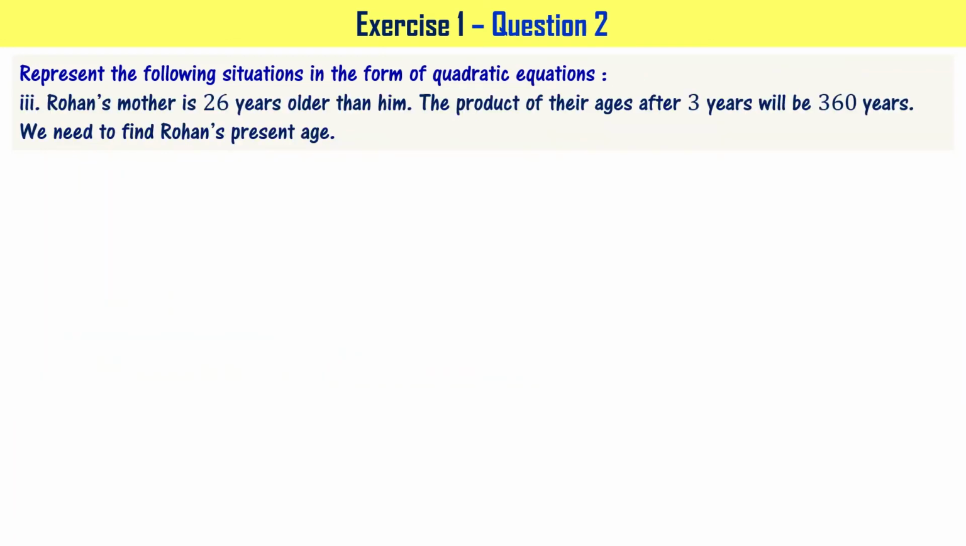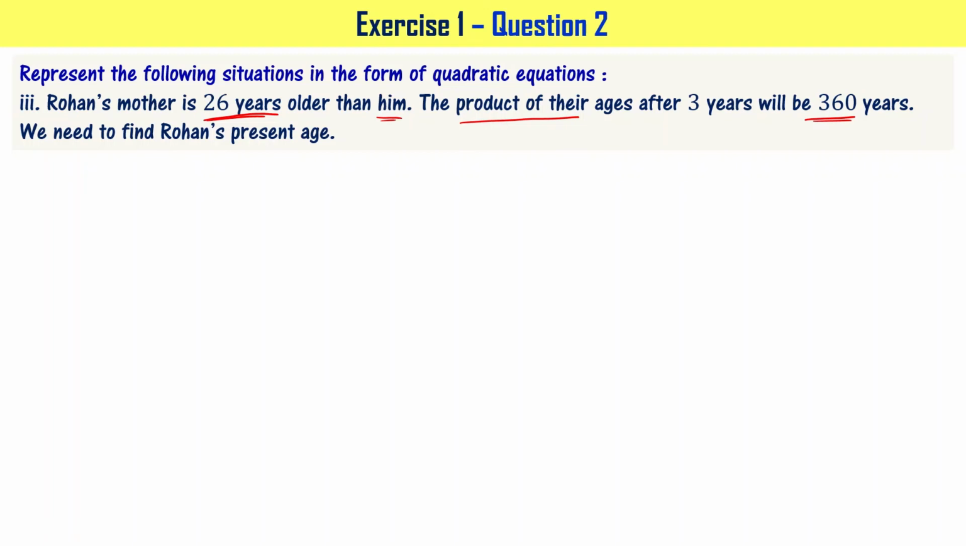The next part is Rohan's mother is 26 years older than him. Product of their ages after 3 years will be 360 years. We need to find Rohan's present age. Look at this. Rohan's mother at present is 26 years older than him. After 3 years, if you take product of Rohan's age and his mother's age, the product is going to be 360. We need to find Rohan's present age. We are asked to express this particular situation in the form of quadratic equation, right?